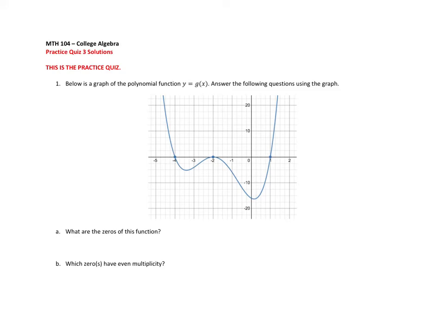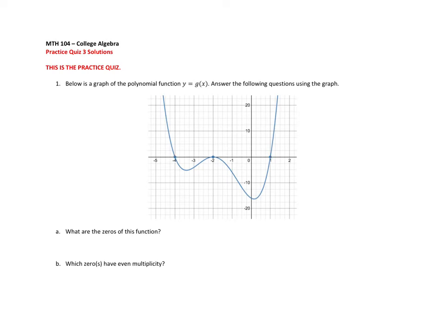In question 1, we're going to answer some questions about this polynomial, mostly by using this graph. Starting with, what are the zeros of this function? A zero is any x value that makes the y value equal 0. And there's a total of 3. It's any time that your graph is on the x-axis. So there's 1, 2, and 3.